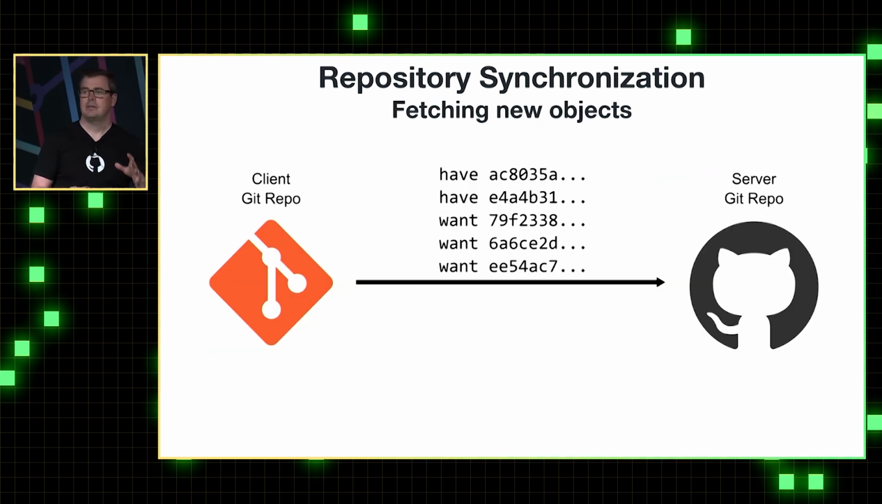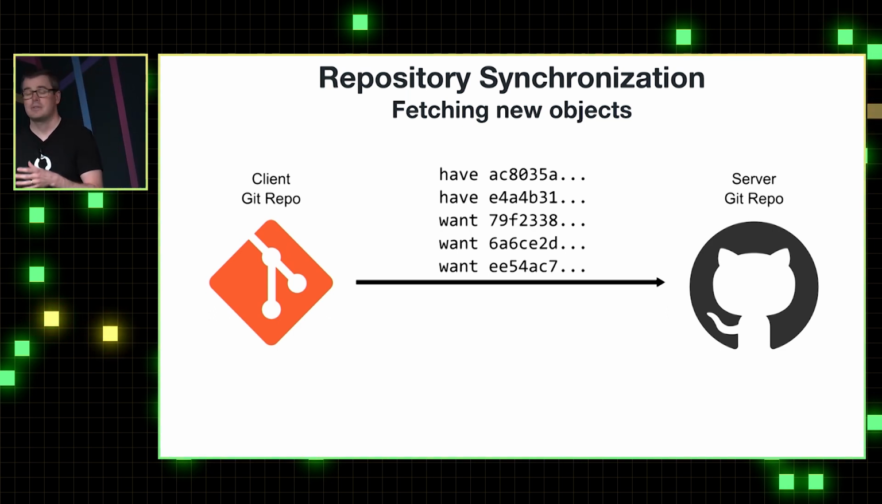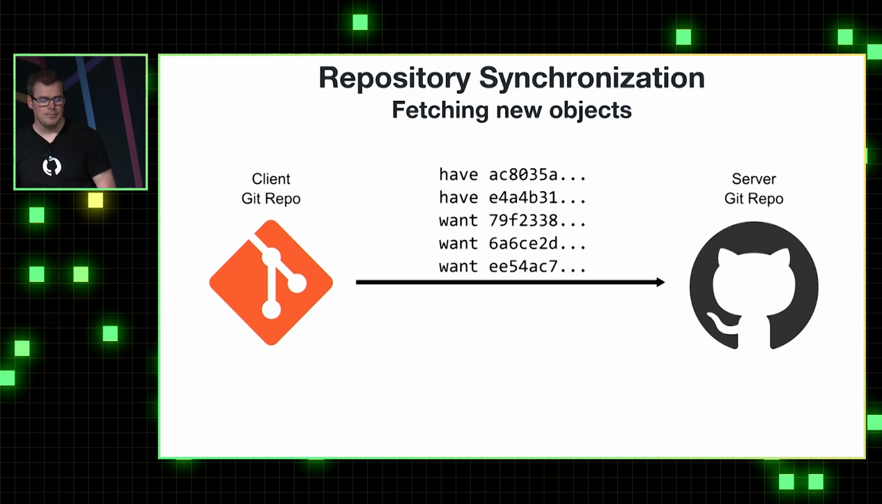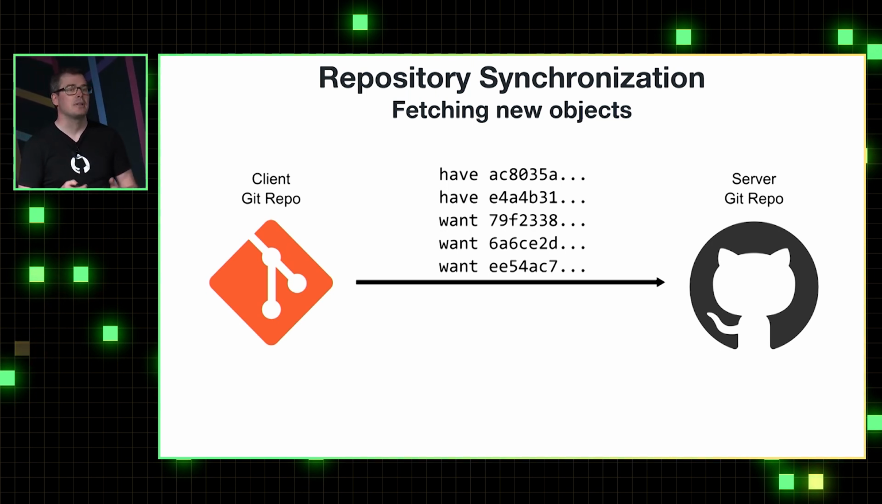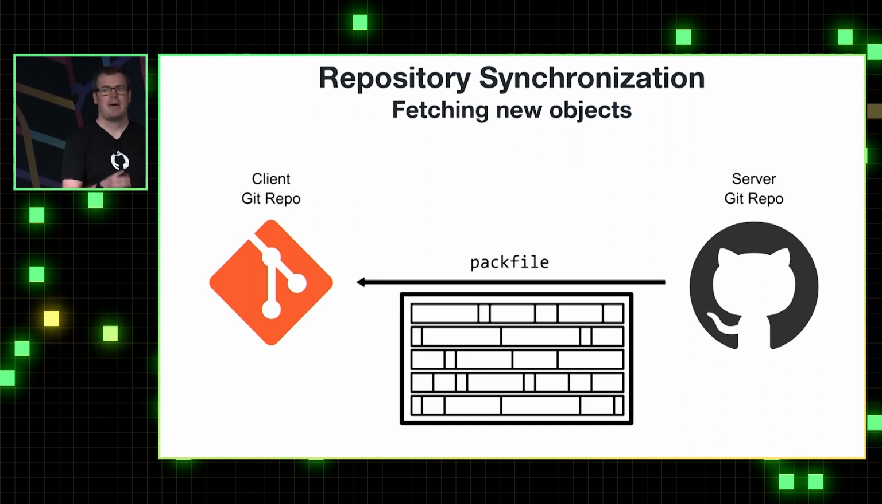So in this way, even though the client may have sent a small list of haves and wants, that may correspond to a very large set of objects known to the server. But now that the server has figured out what the client needs, it can take those object contents, concatenate them together, and put them in a pack file, and send that pack file over the wire.